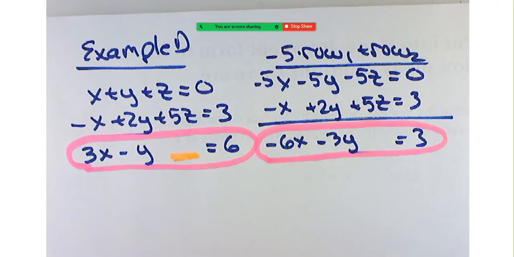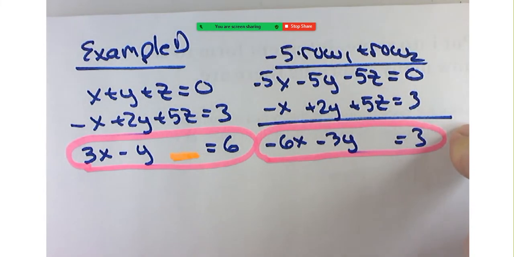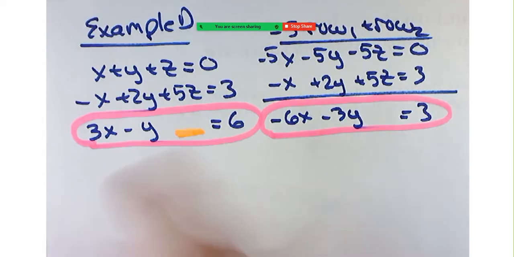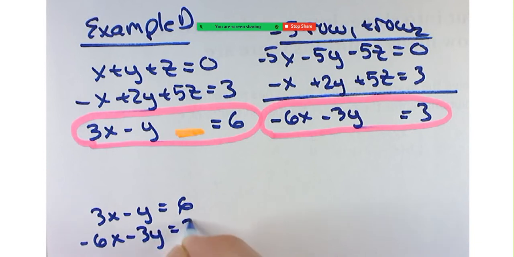Unlike our last example, I didn't have to do this twice. Most of the time, you're going to have to do this kind of step twice because you won't have an equation that already has a missing variable. But we're in good shape in this one. So here's my two equations and two unknowns. I got 3x minus y equals 6, and negative 6x minus 3y equals 3.